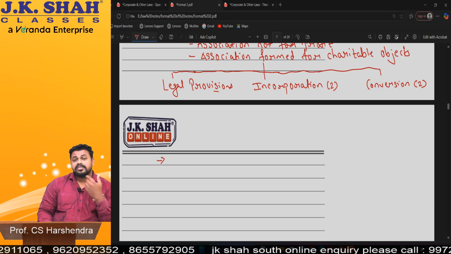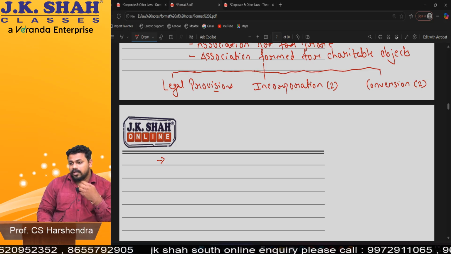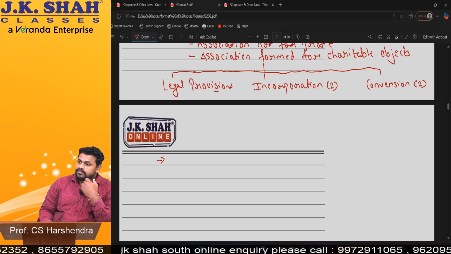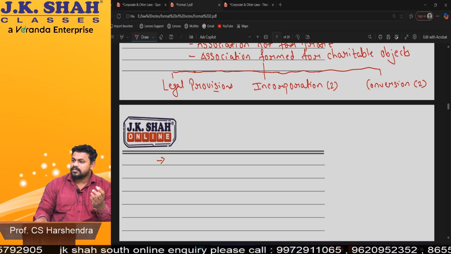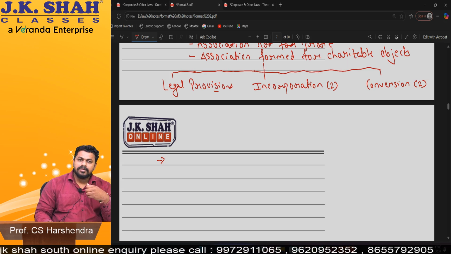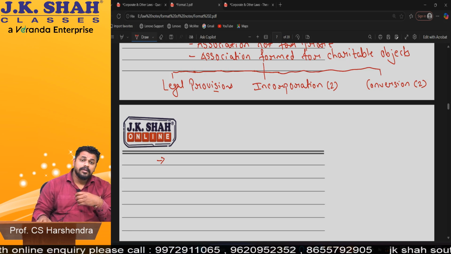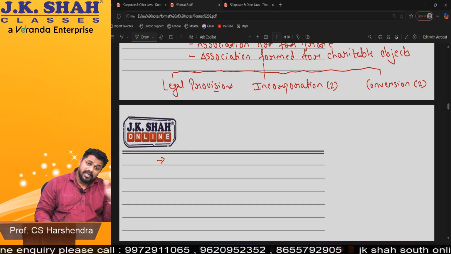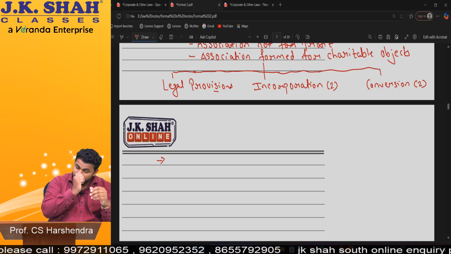A trust also has a separate legal identity. Why would I form a company? It's better and easier for me to form a trust or NGO. Why would anyone go for forming a Section 8 company? Huh? Compliance burdens are less for trusts, for NGOs. NGOs have almost no compliance.